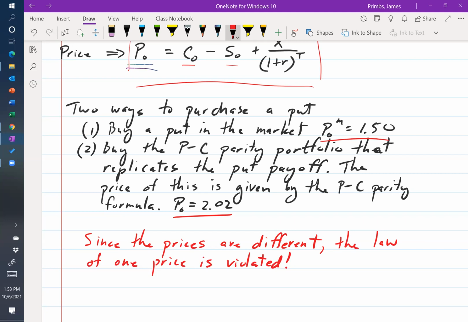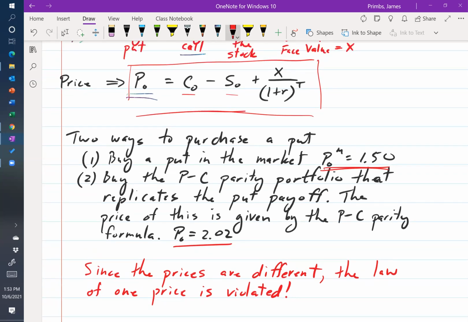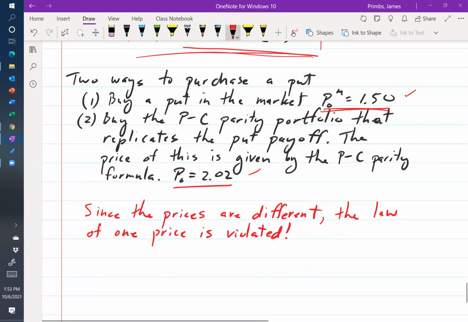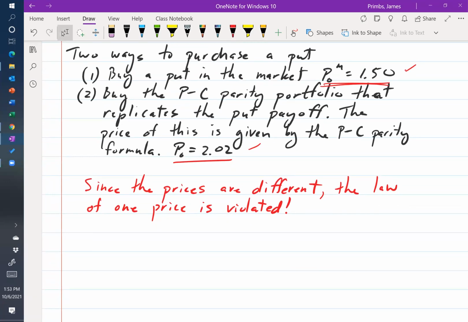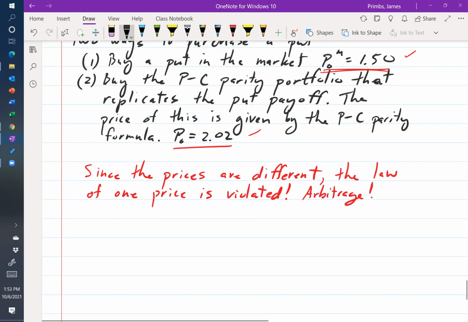Why is the law of one price violated? Because in both cases, I'm just buying a put payoff. Here I buy the put directly. Put call parity says I can buy a put payoff as long as I use a call, short the stock, long the bond. Those are the same payoffs. In one case, I can buy it for $1.50. In the other case, I have to pay $2.02 for it, but I'm getting the same payoff. So the law of one price is violated. So I can arbitrage. So how am I going to arbitrage? Let's look at our arbitrage strategy.